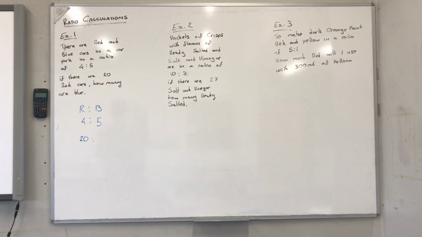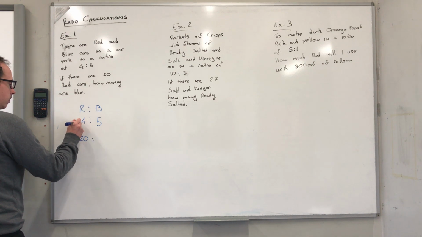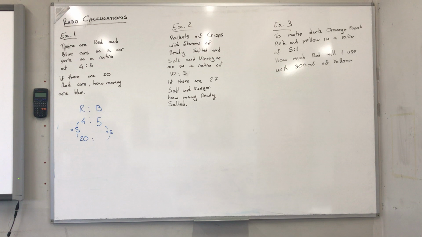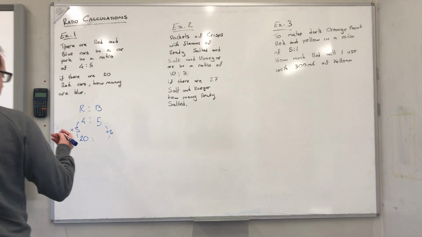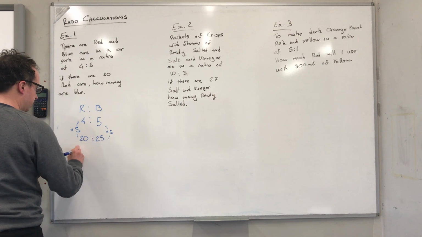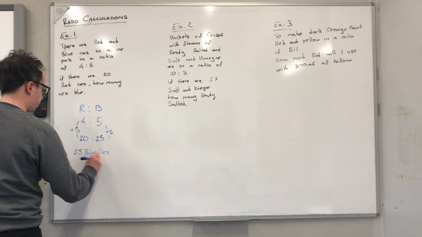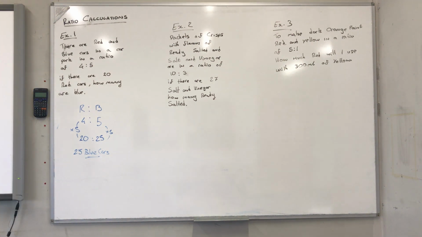Now what we need to work out is, what do I need to multiply 4 by to get 20? In this case, it's 5. So if I'm multiplying the 4 by 5, that means I'm going to multiply the 5 by 5. So there are 25 blue cars. You need to be really careful with the phrasing and the wording of it.